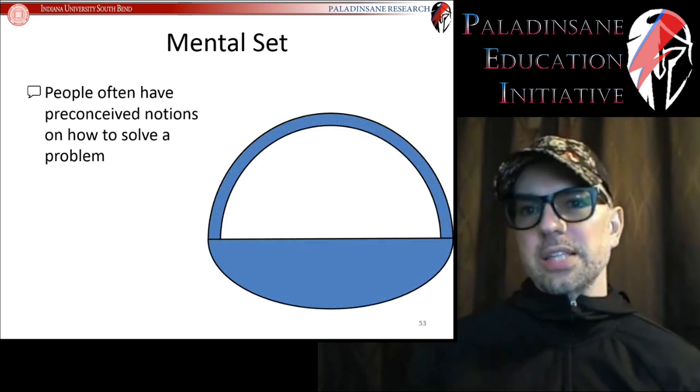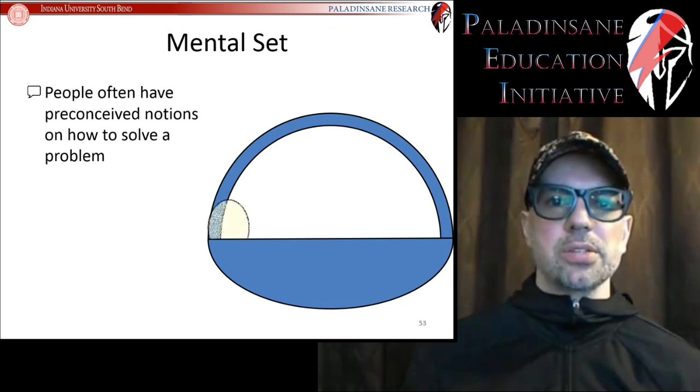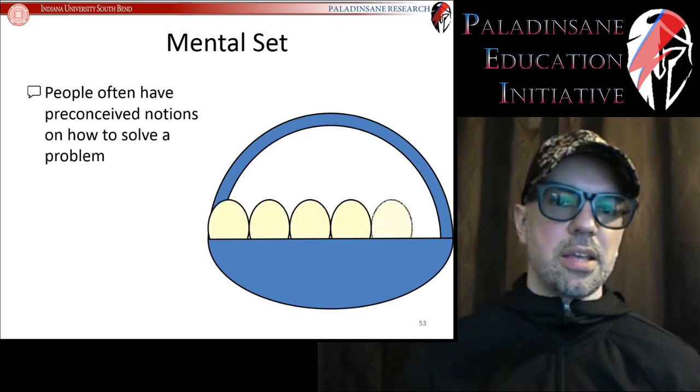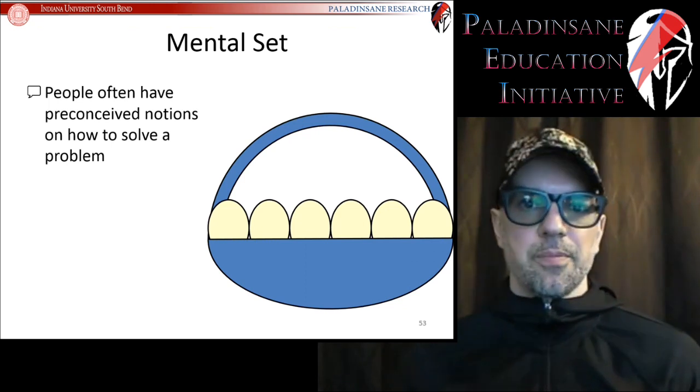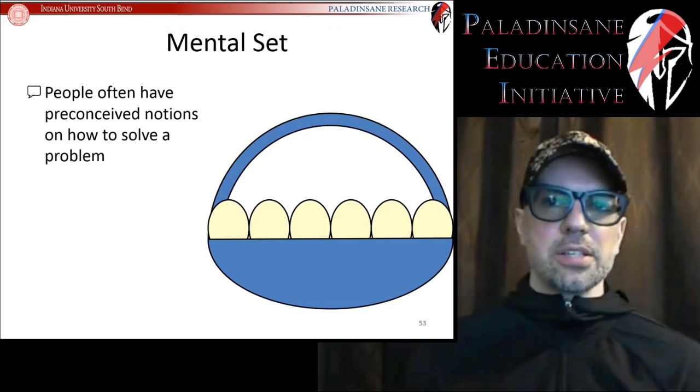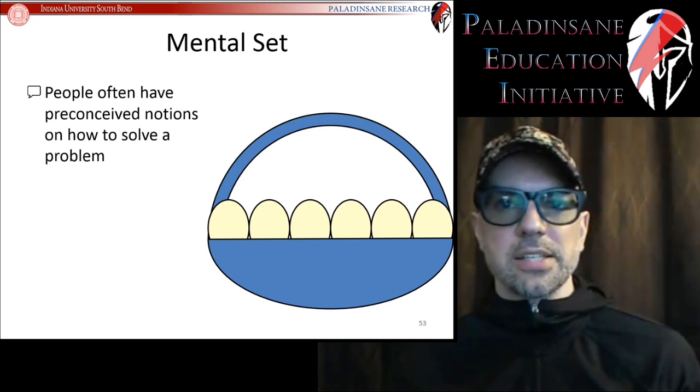So let's take a look at it step by step to see how our mental set can be achieved. So we know that 6 people take an egg. And we know that at the end of this, there's going to be 1 egg left in the basket, right?